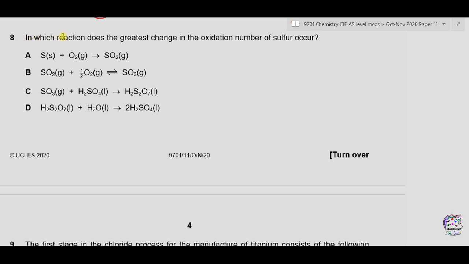Question number 8. In which reaction does the greatest change in oxidation number of sulfur occur? Let's find the oxidation states. Sulfur is in solid form, so oxidation state is 0. Let's find oxidation state of sulfur in SO2, SO3, H2SO4, H2S2O7.